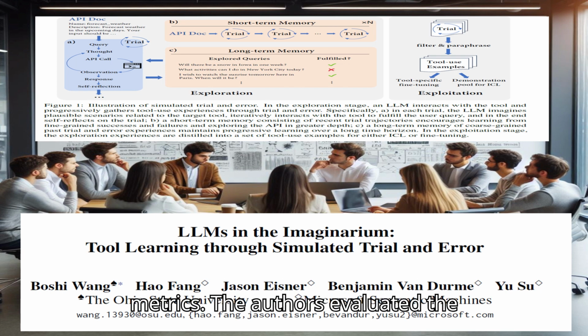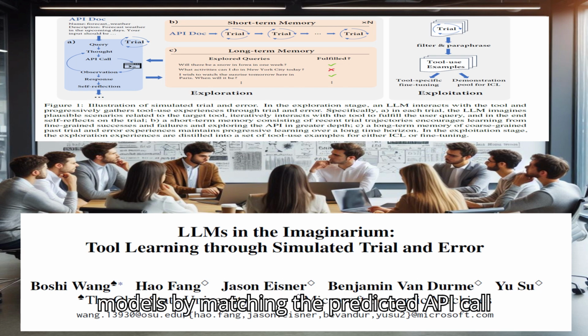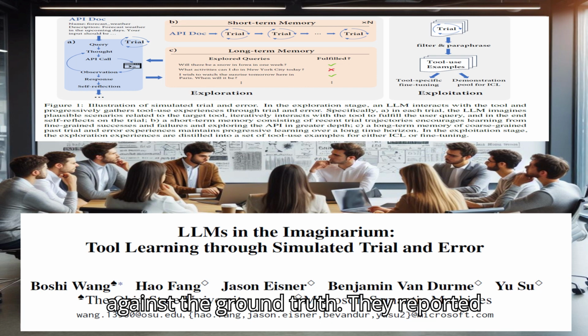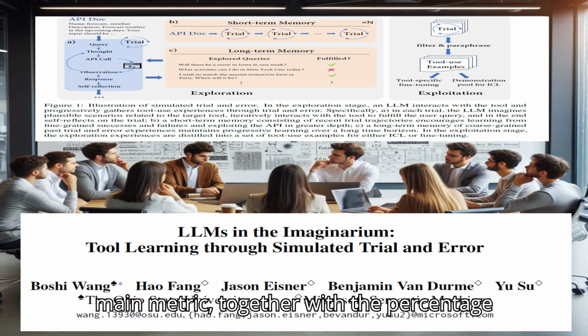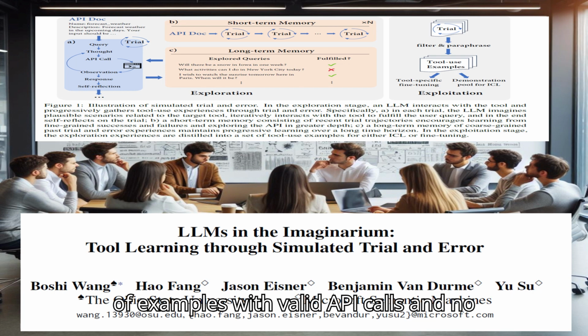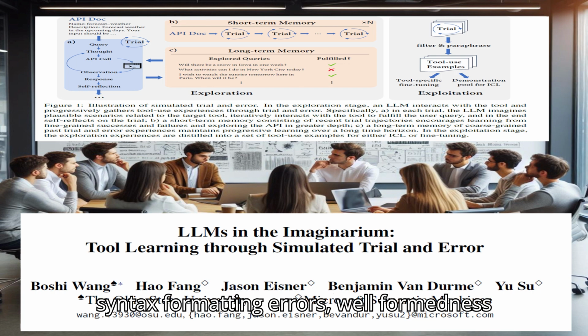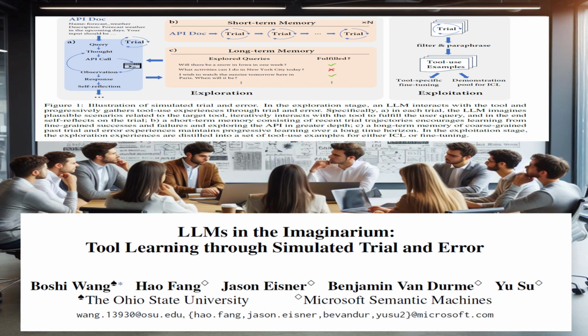Evaluation metrics. The authors evaluated the models by matching the predicted API call against the ground truth. They reported the overall accuracy considering both API name and arguments correctness as the main metric, together with the percentage of examples with valid API calls and no syntax formatting errors, well-formedness, and the percentage of examples that correctly choose to use the ground truth API match.